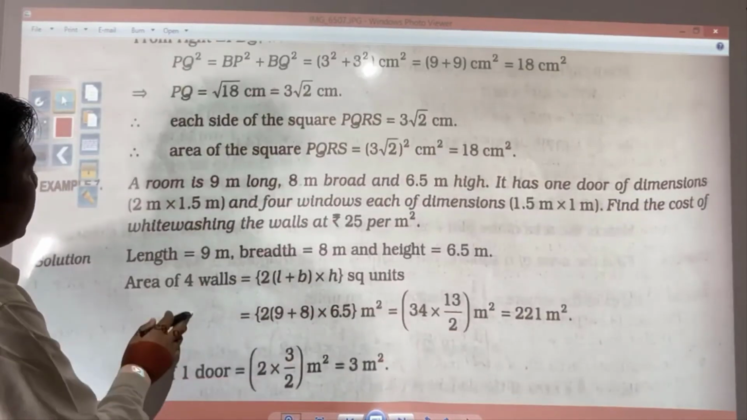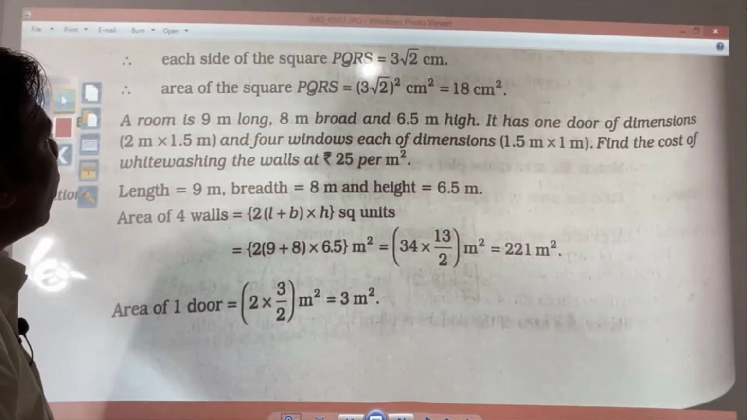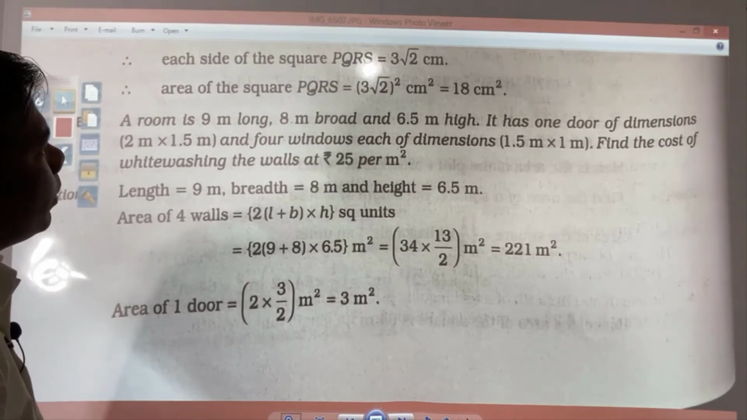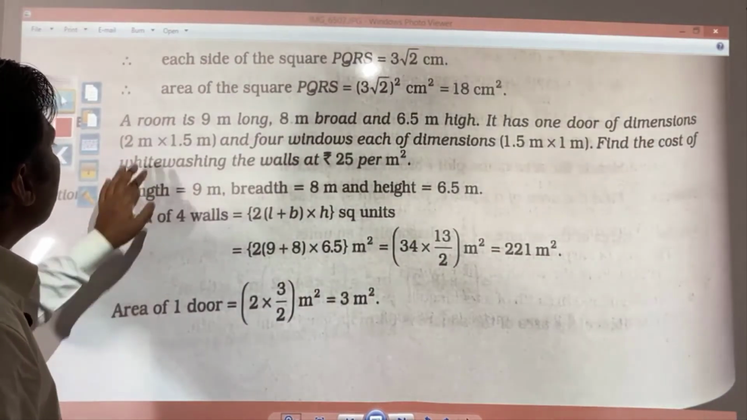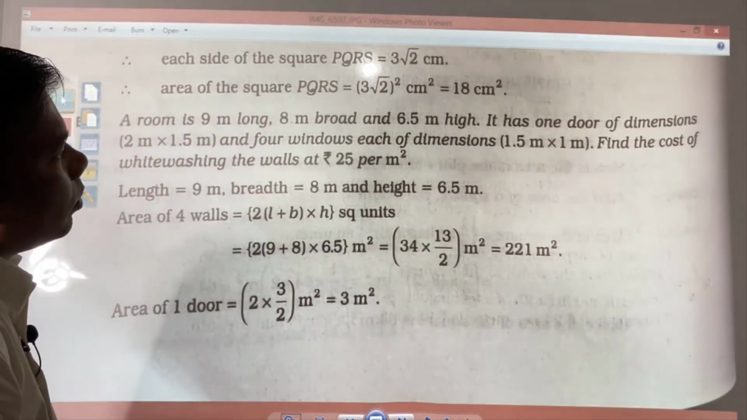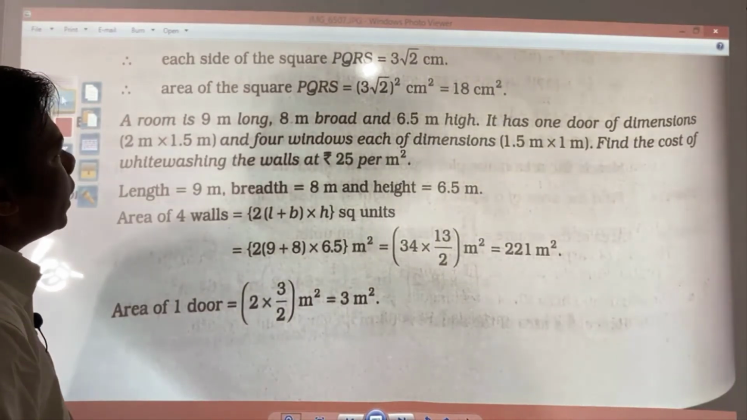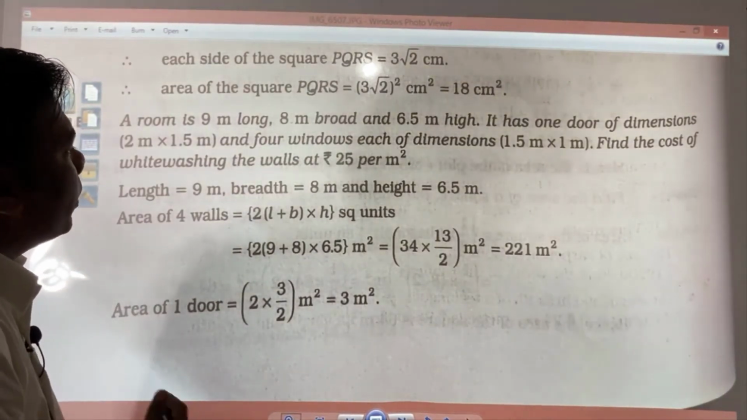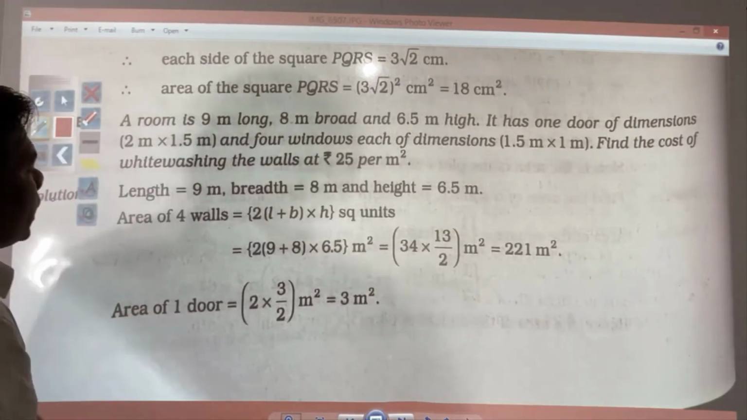Then we have question number 7. A room is 9 meter long, 8 meter broad and 6.5 meter high. It has one door of dimensions 2 meter into 1.5 meter and 4 windows each of dimensions 1.5 meter into 1 meter. Find the cost of whitewashing the walls at 25 rupees per meter square. This is very important question. You must know and you must understand.